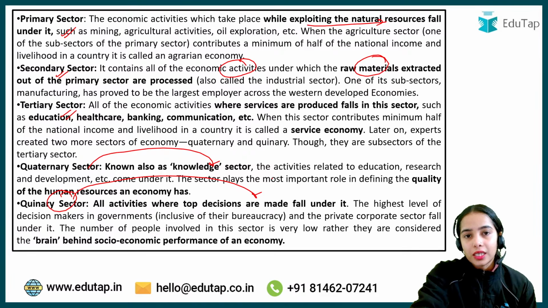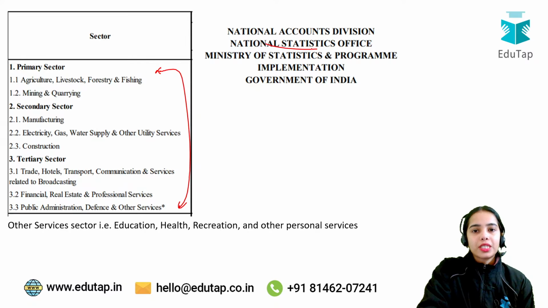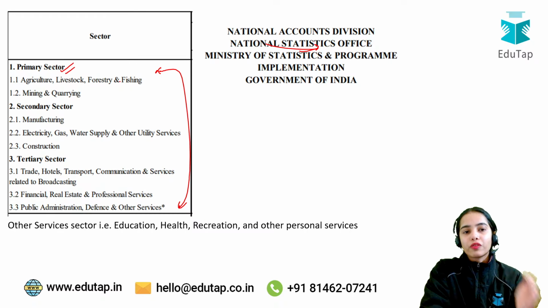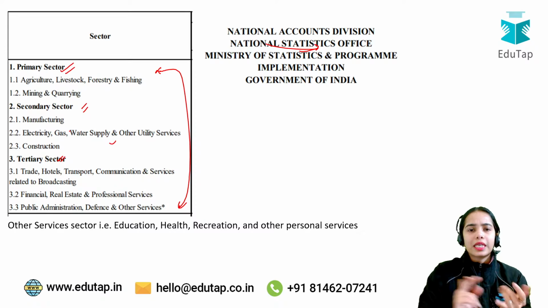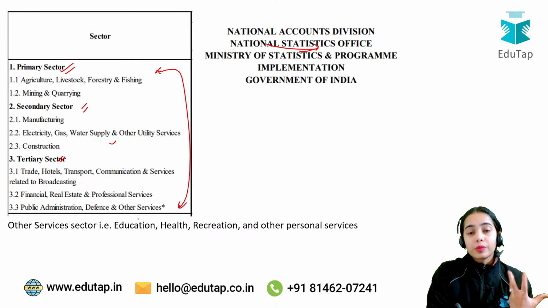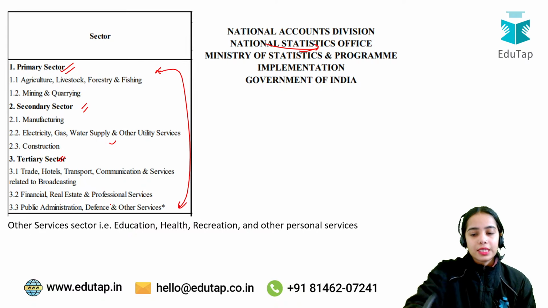These are the sectors identified by the National Statistics Office, and the diversification has been done. Primary sector includes agriculture, livestock, forestry, fishing, mining, quarrying. Secondary sector includes manufacturing, electricity, gas, water supply, construction. Tertiary sector includes all the services like trade, hotels, education, hospital, healthcare services, defense services and such. Okay.